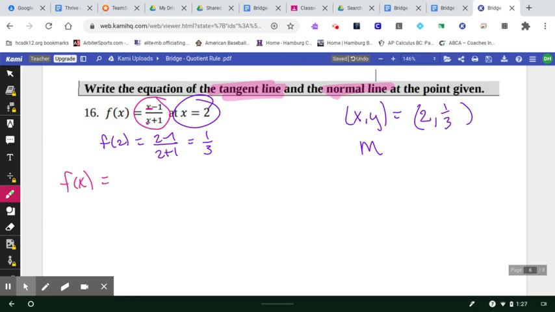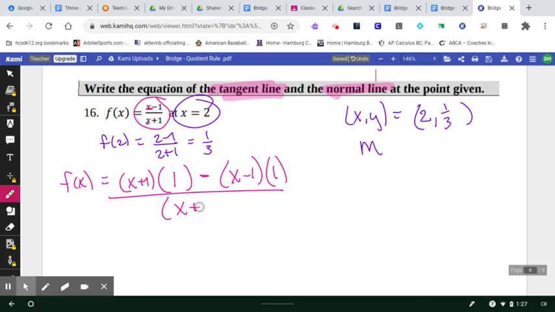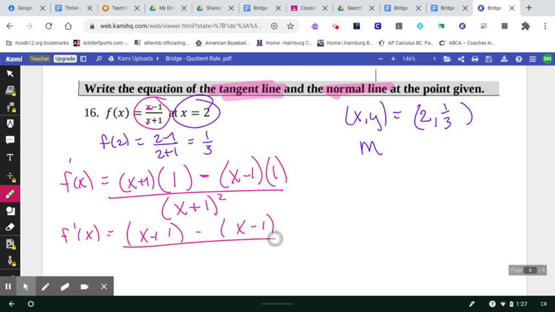So here we go. Low d high. The derivative of x minus 1 is just 1. Low d high minus high d low all over the low squared. And I'm going to clean that up. So f prime of x equals x plus 1 times 1 is x plus 1 minus x minus 1 times 1 is x minus 1. Notice how I have parentheses. That's the key, of course. All over the x plus 1 squared.